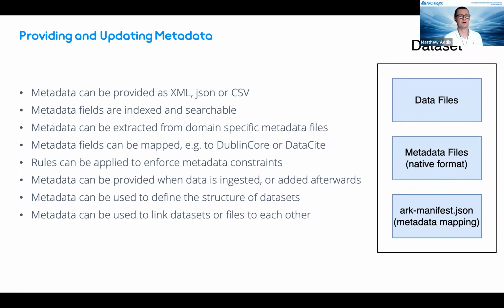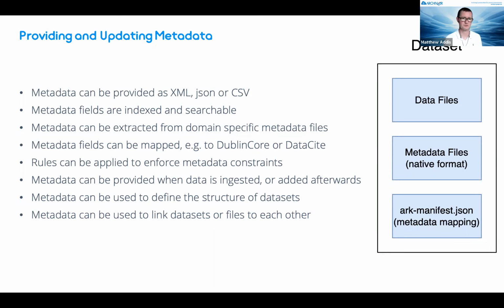I now want to talk a bit about metadata. So it's possible to provide metadata to the solution in various ways. You can provide metadata as XML, JSON, or CSV. Those metadata fields are indexed and searchable. We have a way of extracting metadata from domain-specific metadata files. So you can actually map fields in native metadata files to other metadata schemas like Dublin Core or DataCite.